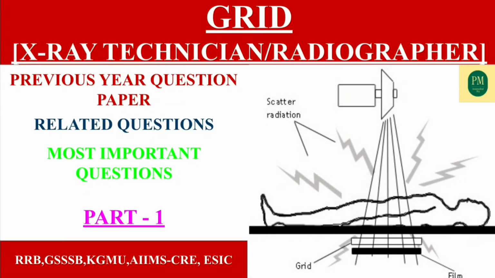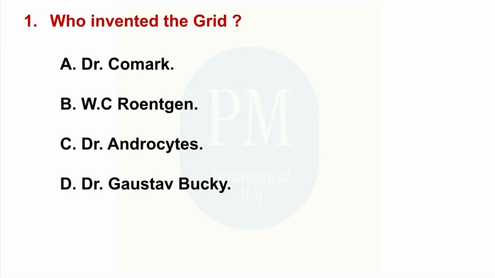Today we are going to discuss grid related questions from previous year question paper. Let's start. The first question: who invented the grid? Option A, Dr. Comarch. Option B, W.C. Roentgen. Option C, Dr. Androsites. Option D, Dr. Bucky. The correct option is option D, Dr. Bucky.